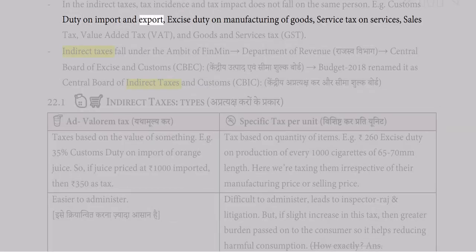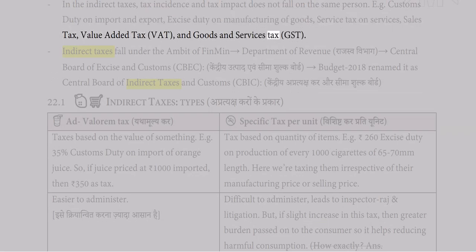E.g. customs duty on import and export, excise duty on manufacturing of goods, service tax on services, sales tax, value-added tax (VAT), and goods and services tax (GST).